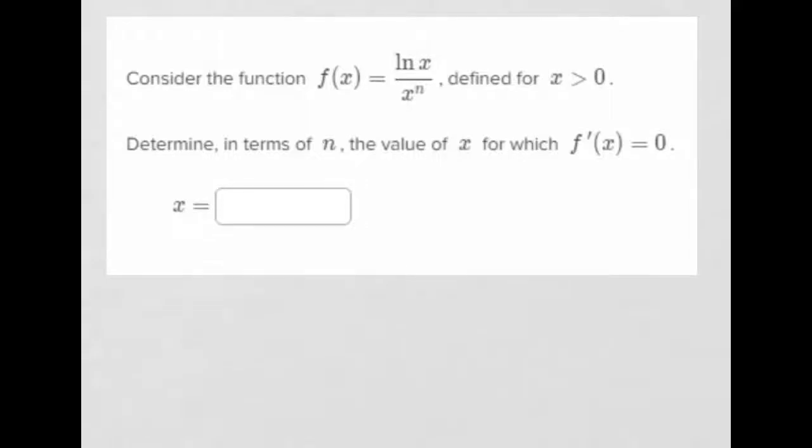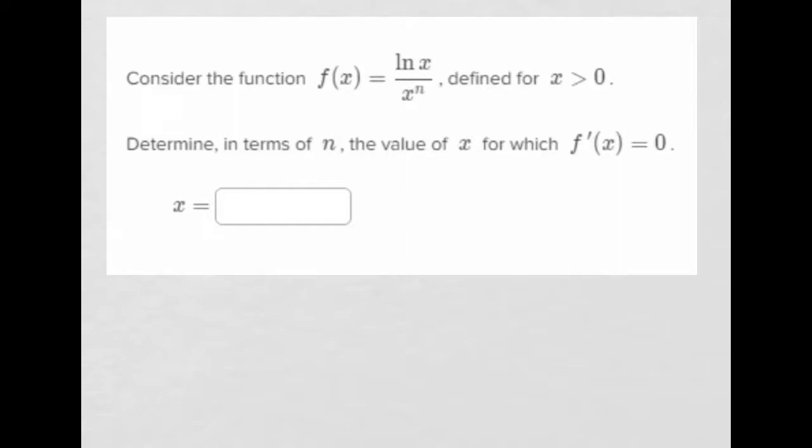Alright, this one's not even that bad. Consider the function. It's a quotient, so we've got to use the quotient rule. x is bigger than 0. Determine the x in terms of n, so meaning n is going to be in your answer, the value of x for which the derivative equals 0.